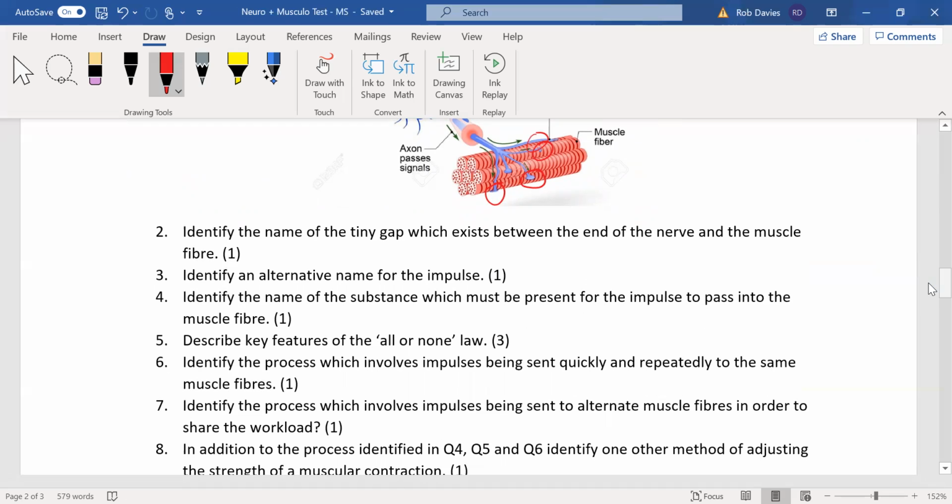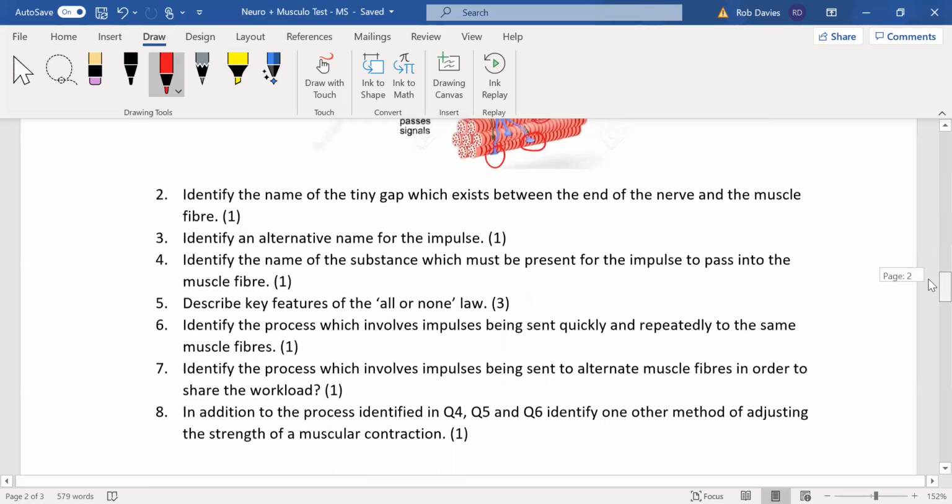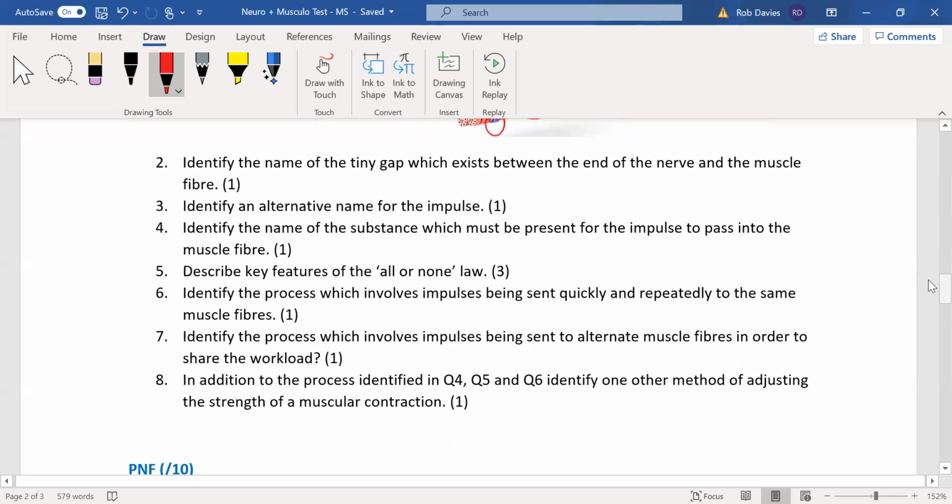Synaptic cleft. Number 3, identify an alternative name for the impulse. That is the action potential. So more often than not, it would say impulse in the exam question, but you need to be aware of that alternative name just in case, so you don't get confused. Number 4, the name of the substance which must be present for the impulse to pass into the muscle fibers. So that substance is what is known as a neurotransmitter, and the proper name for it is acetylcholine. It's a neurotransmitter. Essentially, it helps pass the impulse across the synaptic cleft.